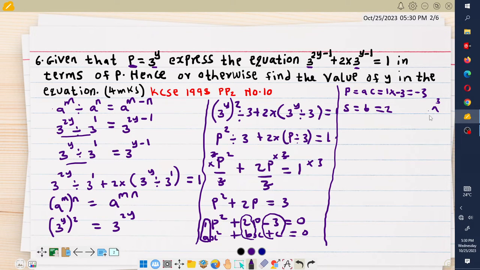So 3 times 1 gives 3, so the factors will simply be 3 and 1. But I need to introduce a negative somewhere. So the numbers will be 3 and 1, and I need a sum of positive 2. The only way I can obtain that is if I put a negative on 1. So 3 plus negative 1, you get 2, and 3 times negative 1, you get negative 3.